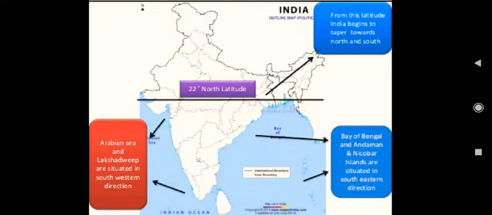Now children, at about 22 degree latitude, in the south, the country begins to narrow down towards the Indian Ocean, dividing it into two seas, the Bay of Bengal and the Arabian Sea. The Bay of Bengal and the Andaman and Nicobar Islands are situated in the southeastern direction, whereas the Arabian Sea and Lakshadweep are situated in the southwestern direction.